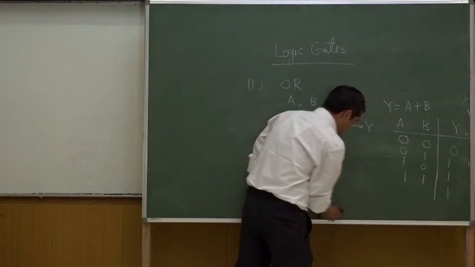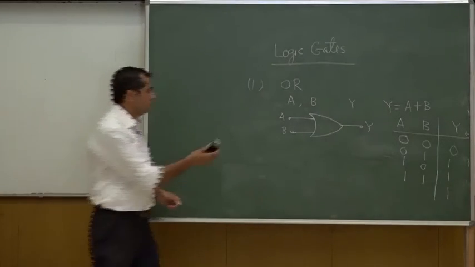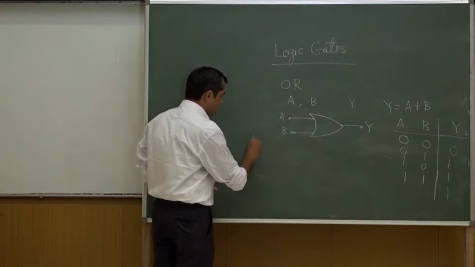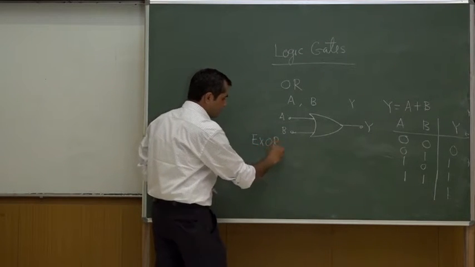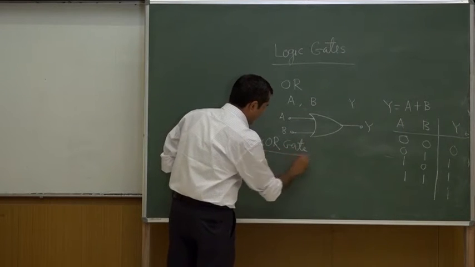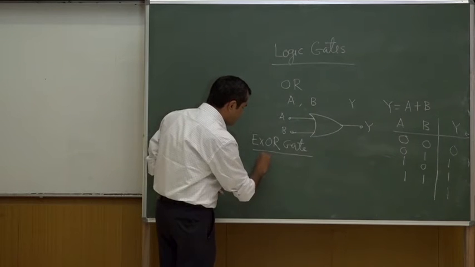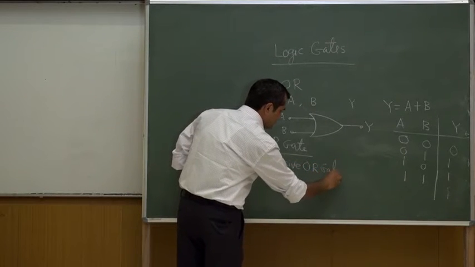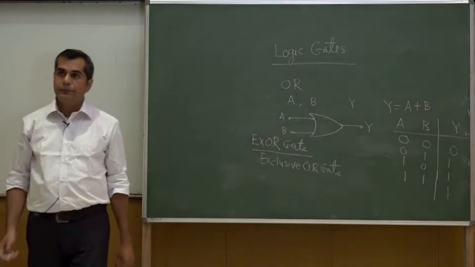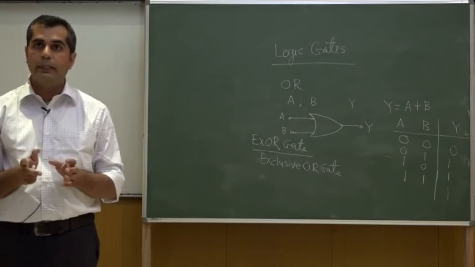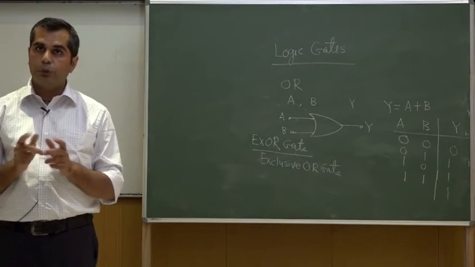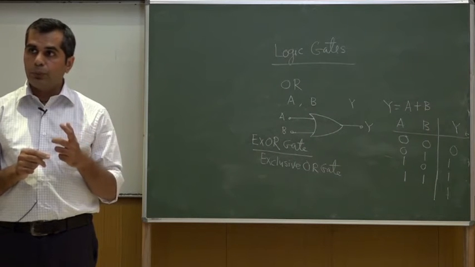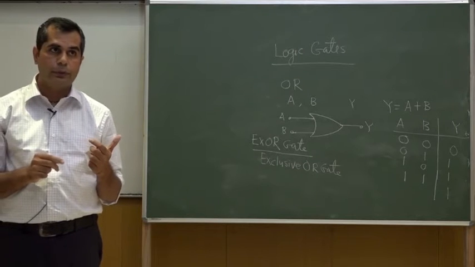Then we have another gate called the XOR gate. That is the exclusive OR gate. It is also called the exclusive OR gate. If we talk about the two input XOR gate, it compares the two inputs. If the two inputs are different, it provides an output of 1, high logic. If both inputs are the same, then it provides 0 as the output. Getting this?